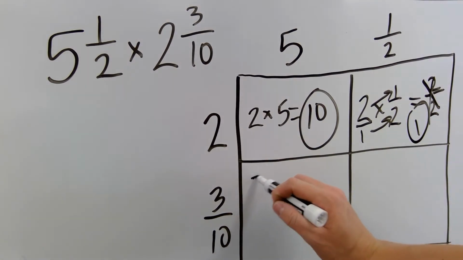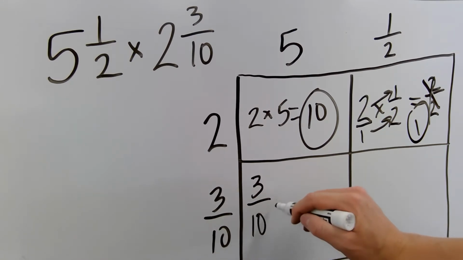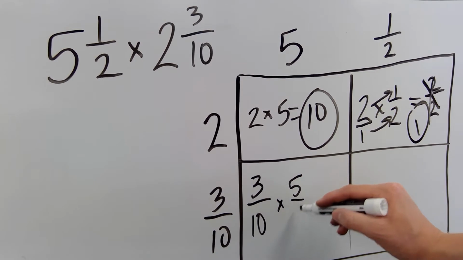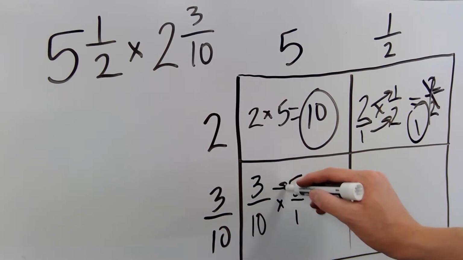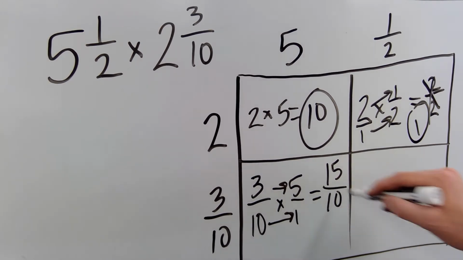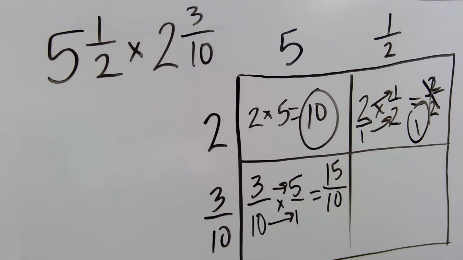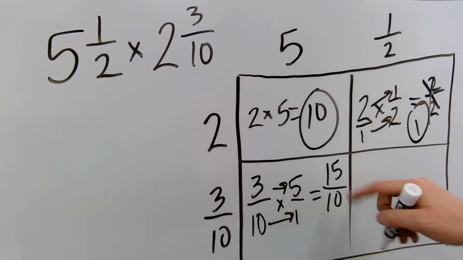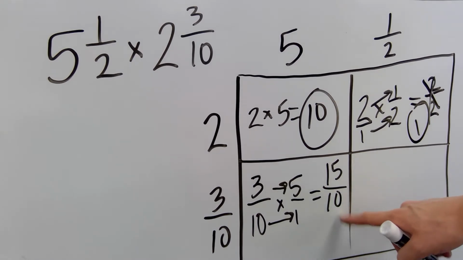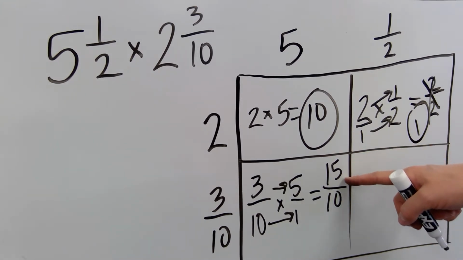In this box, we are doing 3/10 times 5. Again, whole numbers, the denominator is always 1. 3 times 5 is 15. 10 times 1 is 10. And at this point, we get an improper fraction. I like to just deal with it right now and take care of the improper fraction. Improper fraction means it's more than one whole. And it's more than one whole because one whole would be 10/10, and we have more than that.